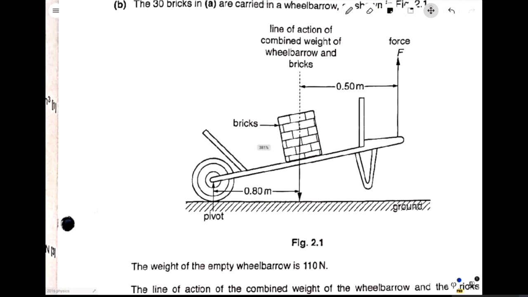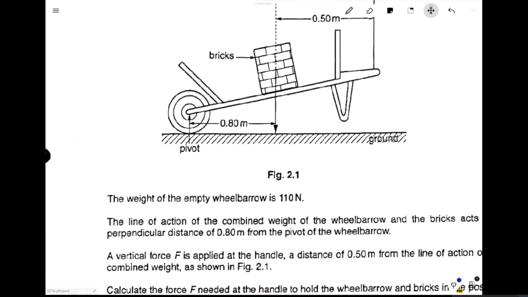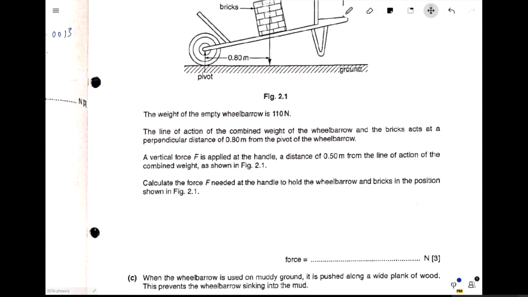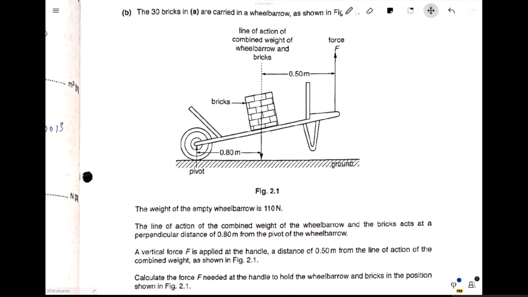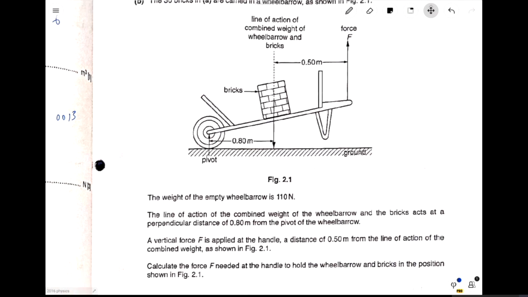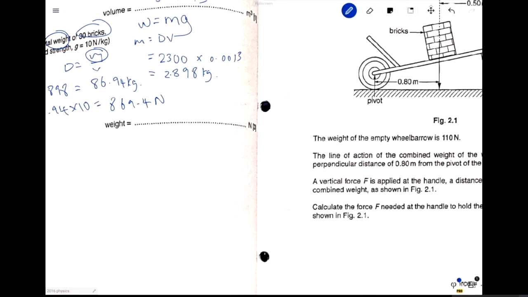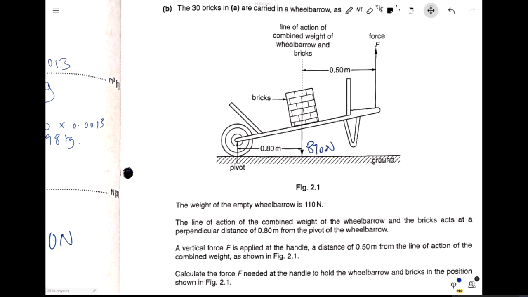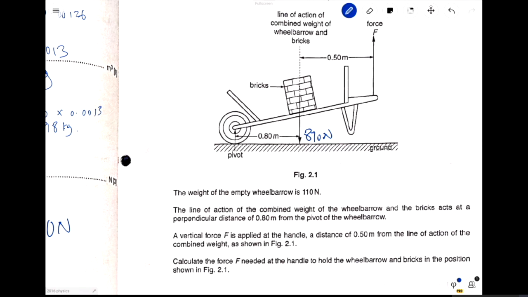Okay, so the 30 bricks are carried in a wheelbarrow as shown. So the weight of the empty wheelbarrow is 110. The line of action, and so on. Calculate the force needed at the handle to hold the wheelbarrow and bricks in position as shown. Okay, so this is a moment question, right? Moment. Now, what is the weight of the bricks? It's about 870, rounded off, 870 Newton. So 870 Newton is downwards. Now, where is the pivot? The pivot is here.